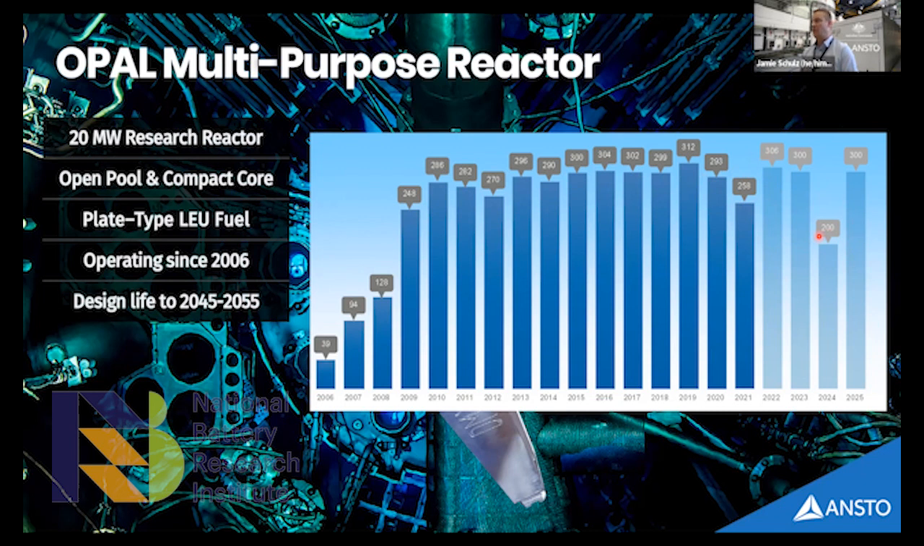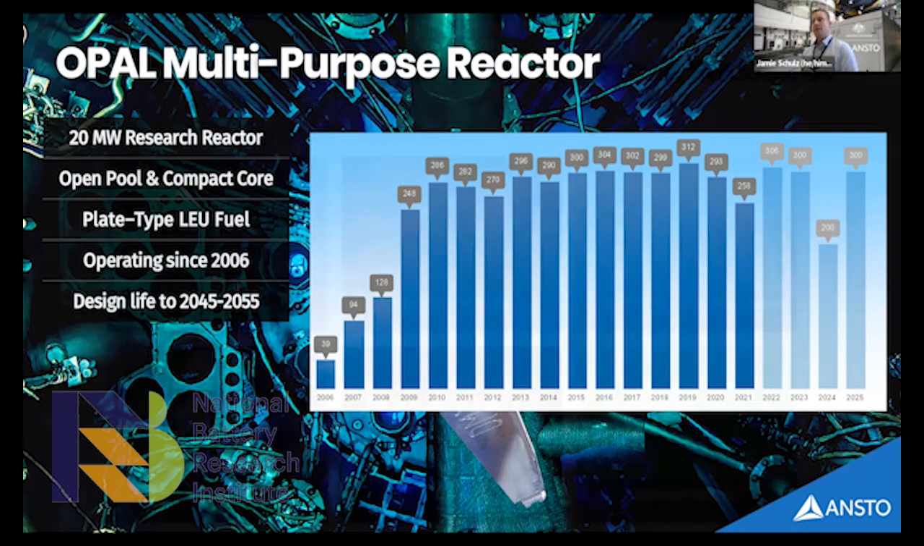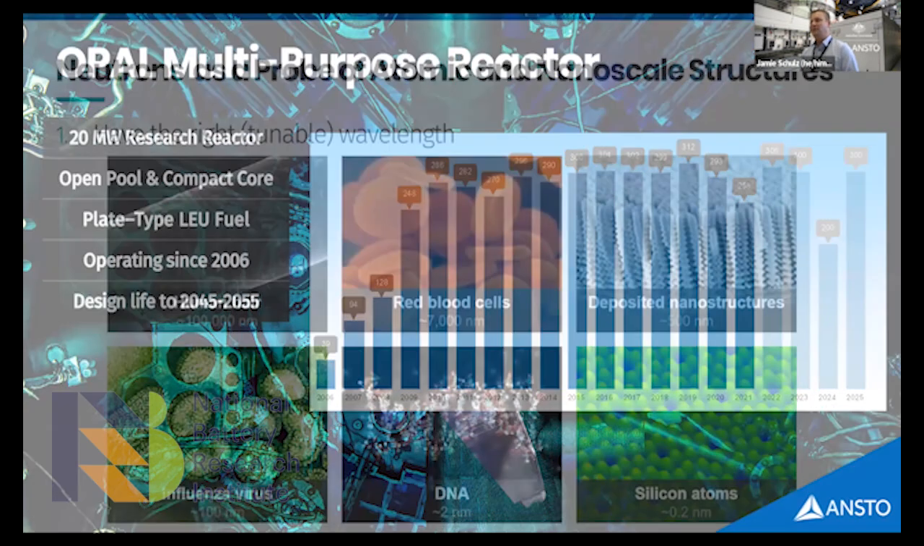But you can see it's a very high availability reactor, which is great for both making radiopharmaceuticals, but really good for neutron scattering. So we have lots of neutrons. So I just want to talk a little bit about why we actually use neutrons.